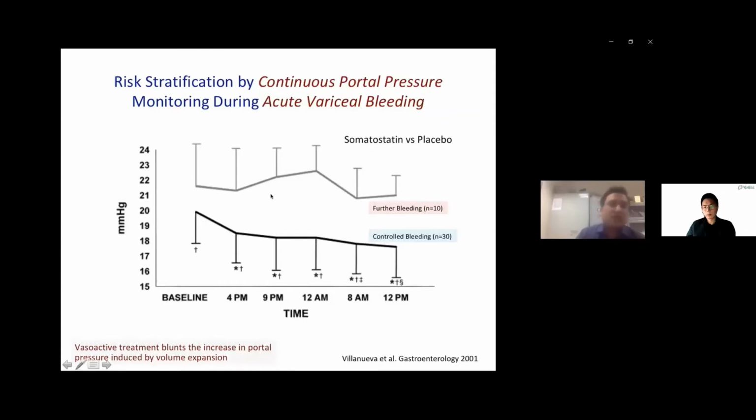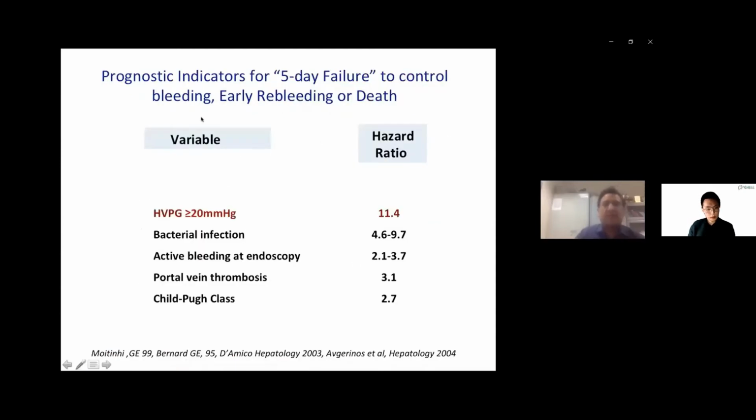And those patients who do not respond well in terms of HVPG reduction with vasoactive agents tend to have further bleeding, major complications and mortality. If we look at the prognostic indicators of 5-day failure to control bleeding, early rebleeding or death, HVPG was the most significant variable associated with failure to control bleeding. HVPG more than 20 millimeter of mercury is associated with almost an 11-fold higher risk of failure to control bleeding. So these patients tend to rebleed quite early and have poor prognosis.